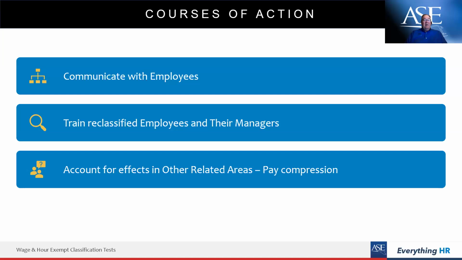Lastly, account for the effects of other related areas. Now you're moving up your supervisors in order to maintain their exemption. You're probably going to be bumping up against the next level of professional or manager, if you will, in terms of pay. You want to keep an eye on pay compression as you move these exempt positions to the new salary levels that the regulation requires now. So that in very short order is a lot of information.